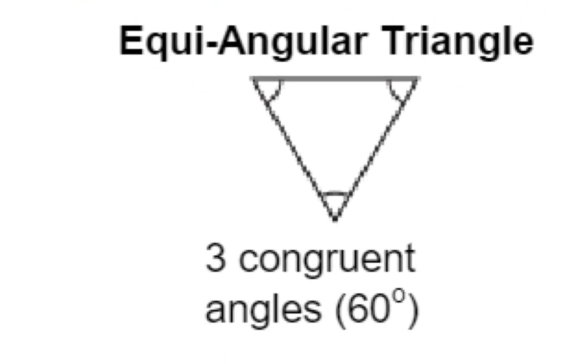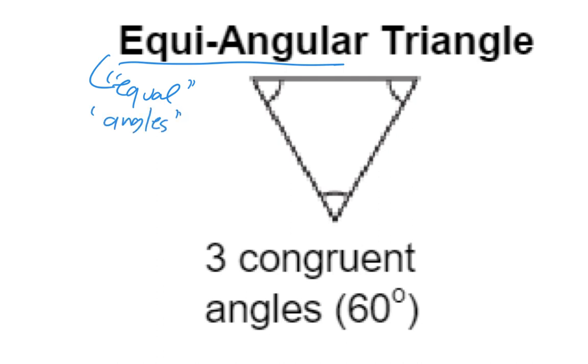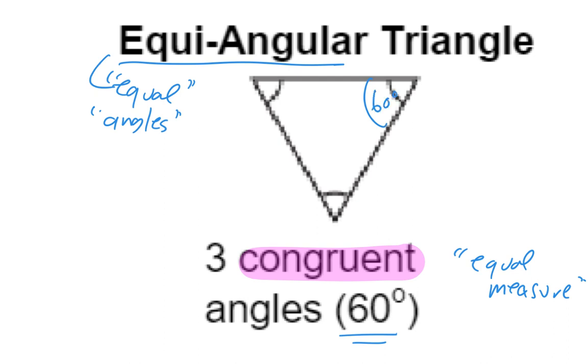Okay, and then the last one, equiangular. We should think about that keyword equa means equal. Equal angles. So when they're all equal angles, there are three congruent angles, which we know congruent means equal measure. So if they're equal measure, they all have to be 60 degrees. So this one would have to be 60 degrees, this one would have to be 60 degrees, and this one would have to be 60 degrees.